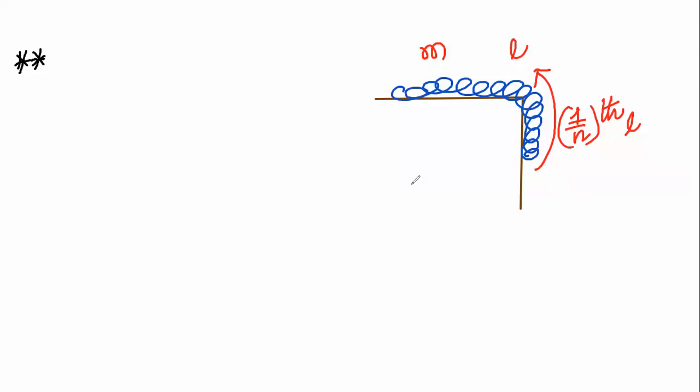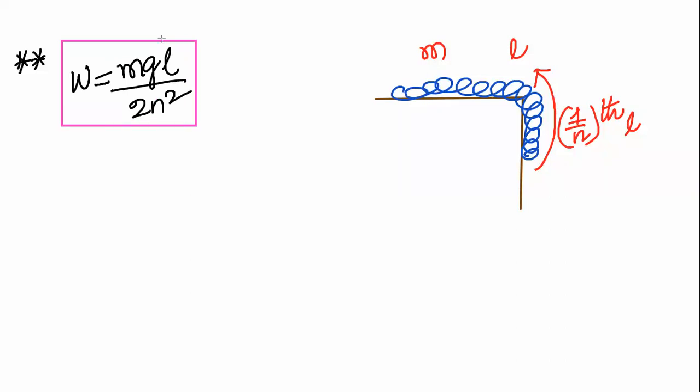So the work done in pulling this hanging part onto the table, W is equal to MgL divided by 2n square. This is the first one. Next.